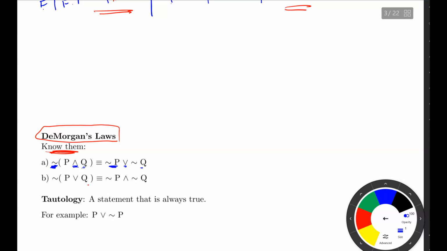All right, it works the other way as well. If I want to take the negation of P or Q, I take the negation of P, I take the negation of the "or" and get "and", and I take the negation of the Q.